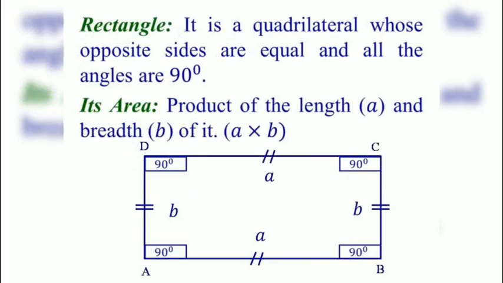Rectangle, it is a quadrilateral whose opposite sides are equal and all the angles are 90 degrees. And its area is the product of the length and breadth. So here ABCD is a rectangle having length a unit and breadth b unit. So the area of this rectangle is ab square unit.